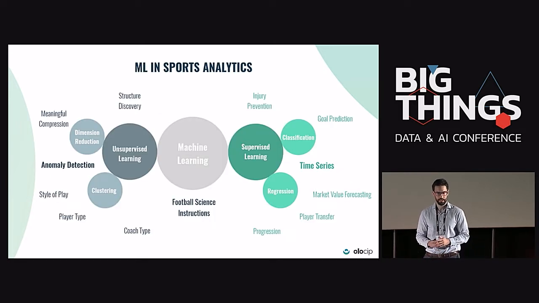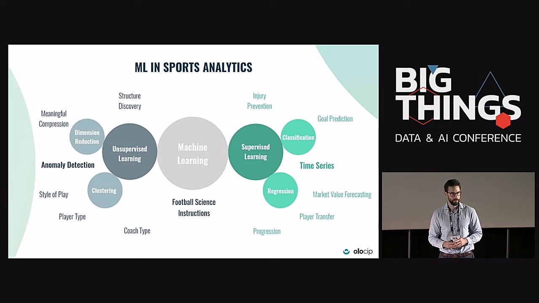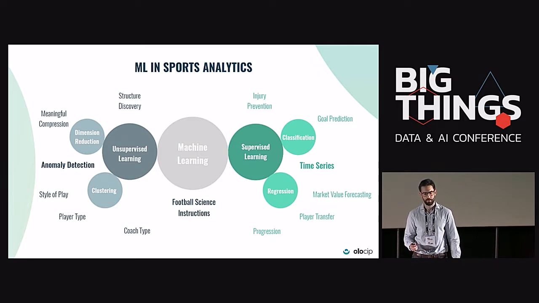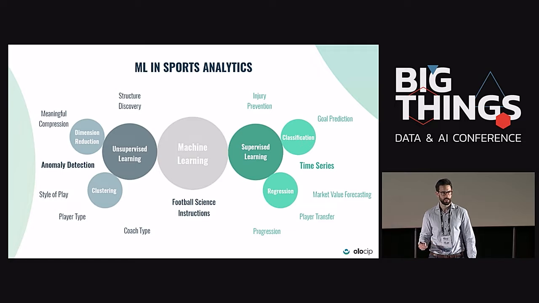So basically, we need to deal with a great variety of supervised learning problems, both classification and regression problems. And although the results are not so easy to see, we also need to deal during the process with some supervised and unsupervised learning problems, such as clustering, anomaly detection, and structure discovery.